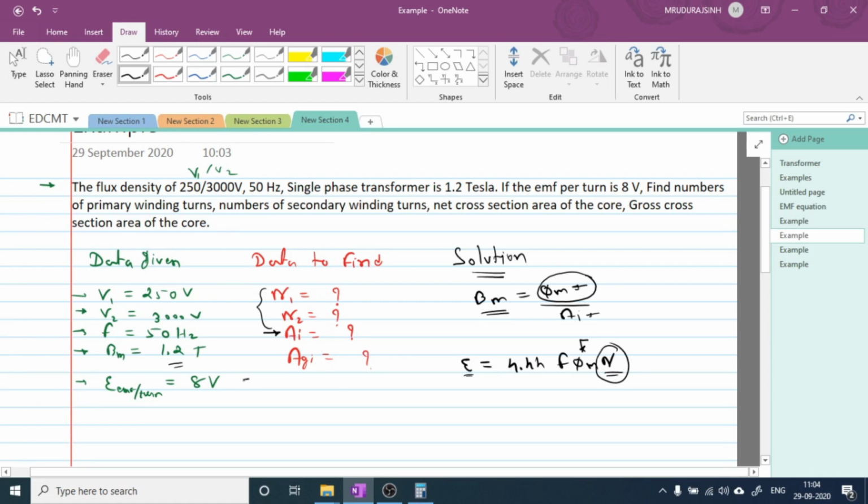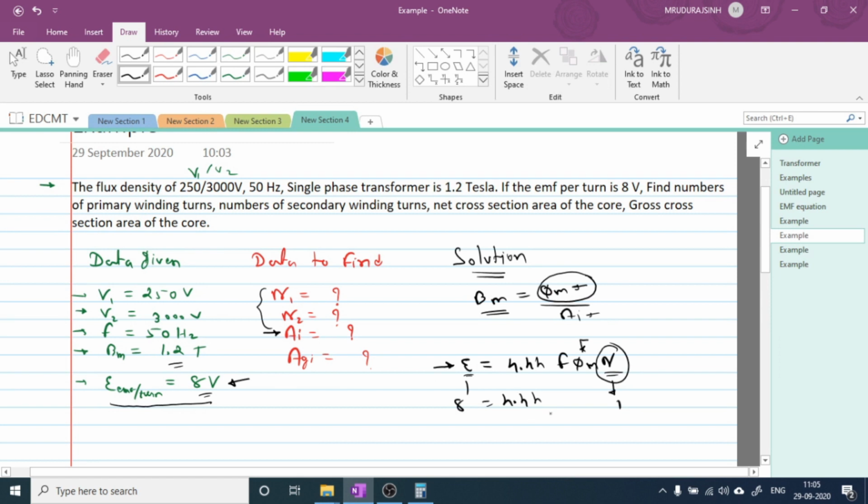Now use the data given over here, EMF induced per turn. So now we will use EMF over here. It's not the total EMF that we are going to use in this equation. We are going to use EMF induced in 1 turn. So how much EMF is induced in 1 turn? It's 8. So we will take N is equal to 1 and E is equal to 8. So our equation will be modified as N will become 1 and E is given as 8.